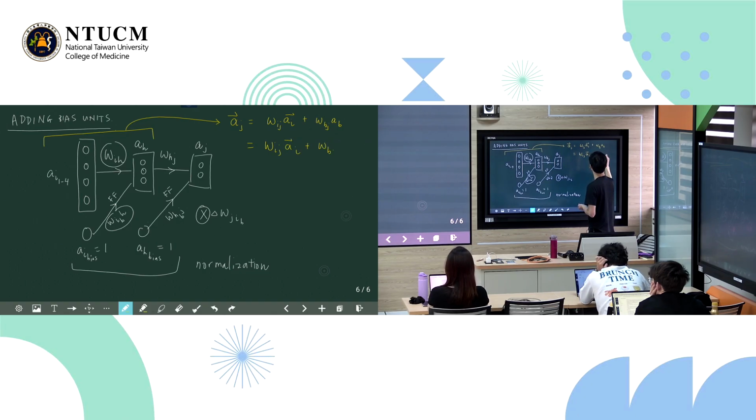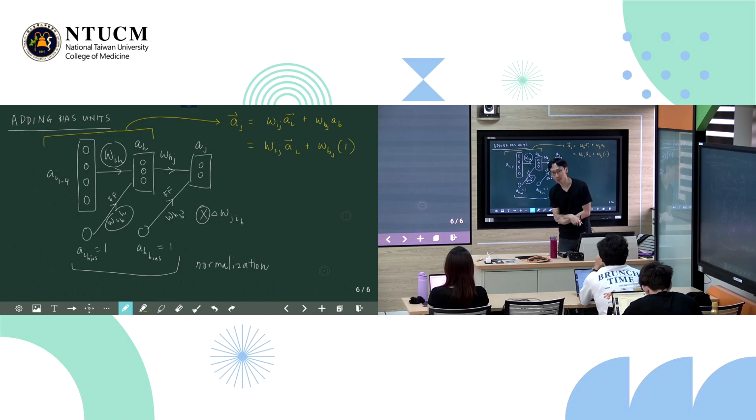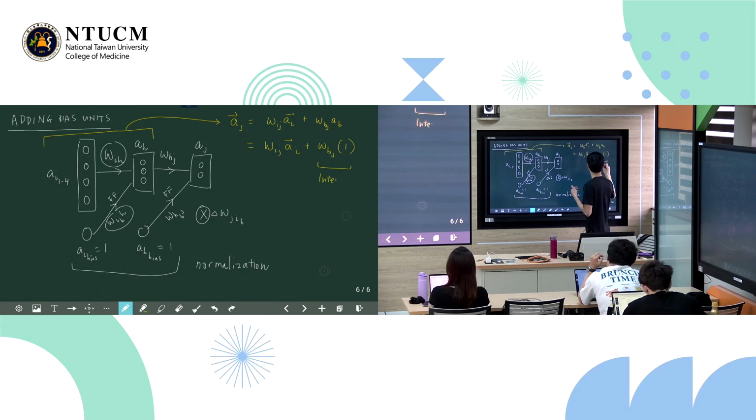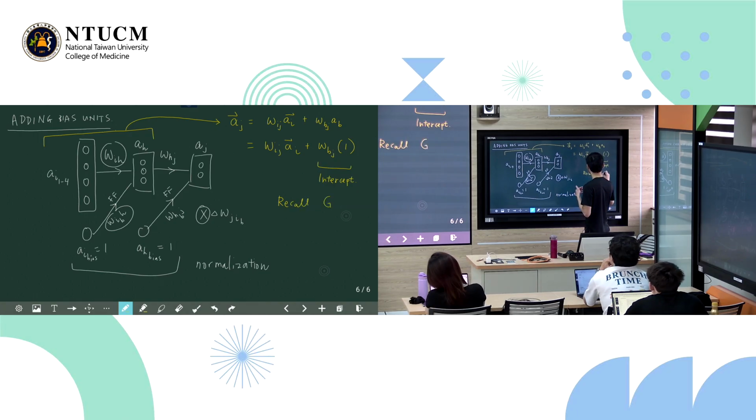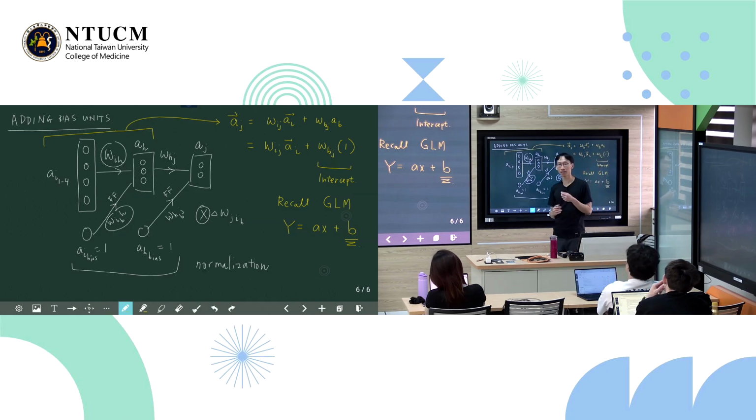And we know that AB is always set to 1, so it is whatever WB is, right? And it's a constant, isn't it? With respect to AJ, it's a constant. It doesn't change. It is an intercept. So in which case, recall the general linear model, where y equals ax plus b. It is the intercept.